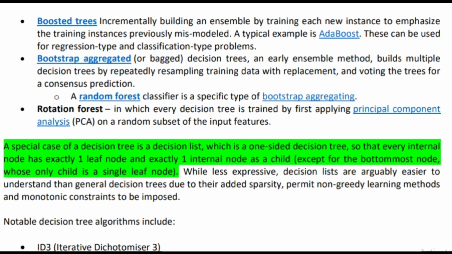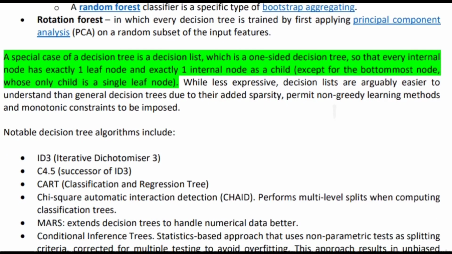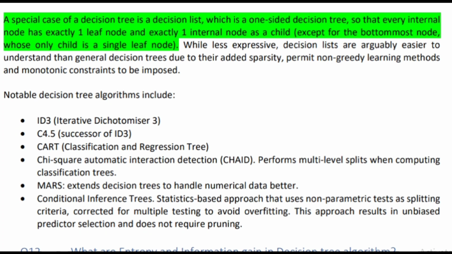Rotation forest, in which every decision tree is trained by first applying principal component analysis on a random subset of the input features. A special case of decision tree is decision list, which is a one-sided decision tree so that every internal node has exactly one leaf node and exactly one internal node as a child, except for the bottommost node, whose only child is a single leaf node.